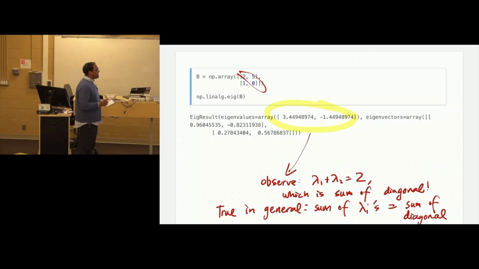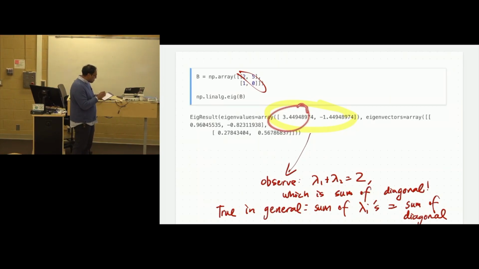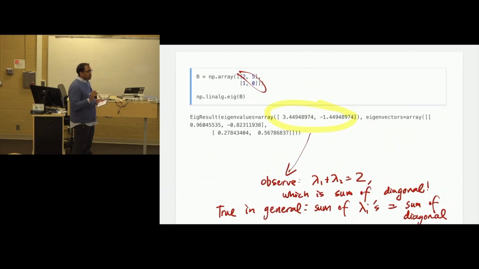Is it something like the determinant? Yeah, it's the determinant of the matrix. So if you were to multiply this number and this number, you get exactly -10. Sorry, -5. So that's also true. The product of the eigenvalues equals the determinant.